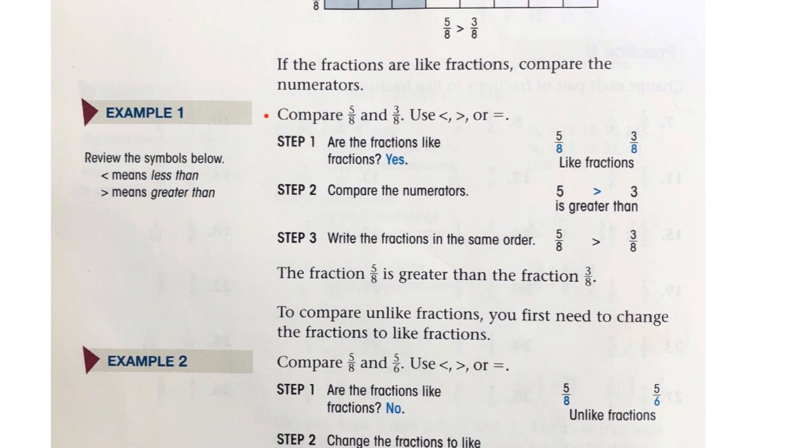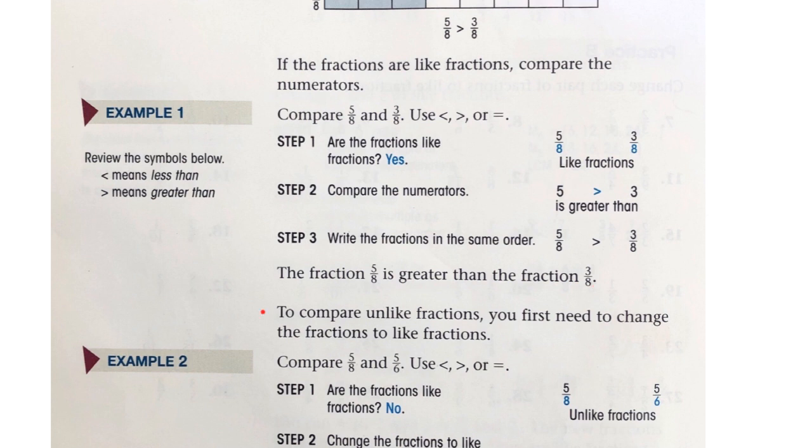For example, compare 5/8 and 3/8. Use the less than, greater than, or equal to sign. Step 1, are the fractions like? Yes, they both have 8. Step 2, compare the numerators. 5 is greater than 3. Step 3, write the fractions in the same order. 5/8 is greater than 3/8. The fraction 5/8 is greater than the fraction 3/8.